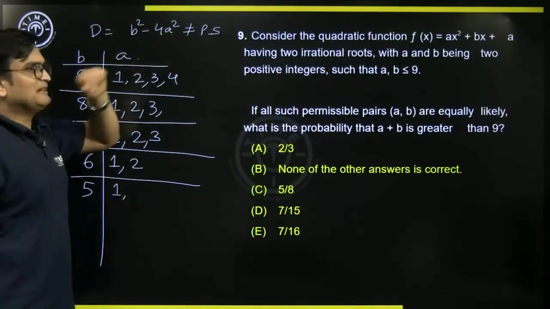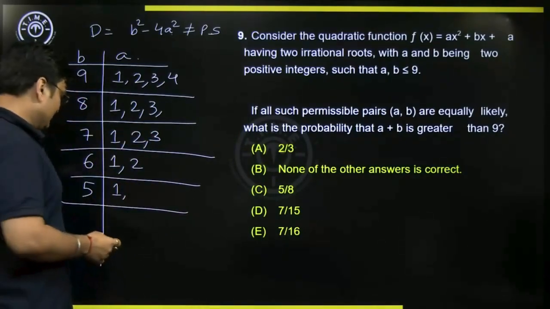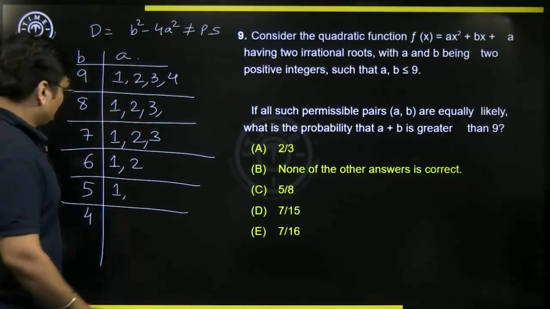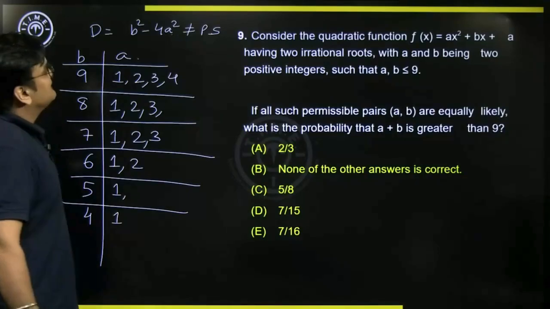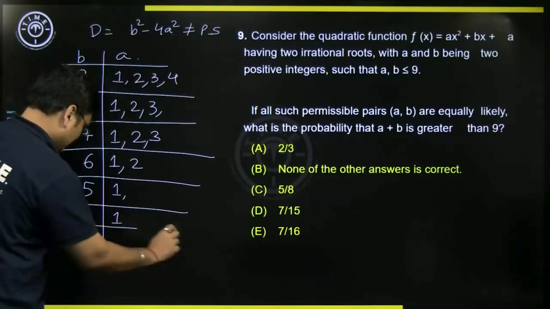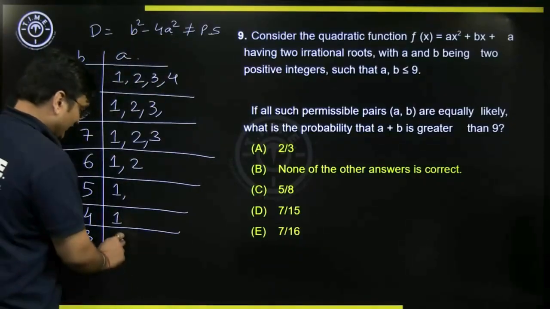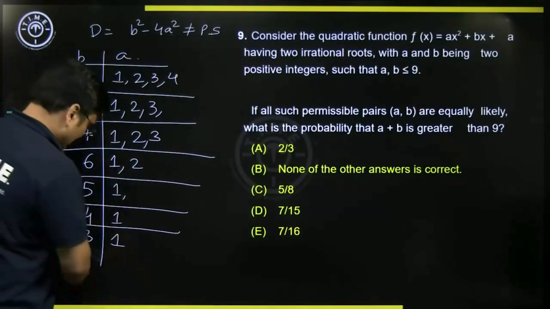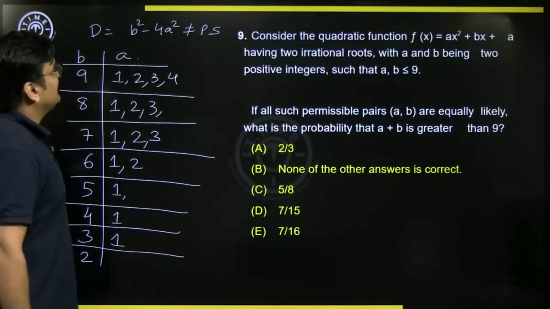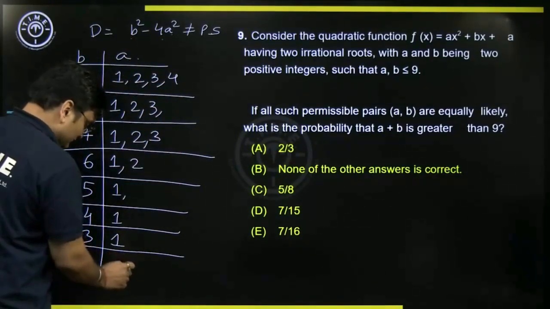5: a can be 1, 5 square, 25 minus 4 is 21, allowed. A equal to 2, 25 minus 16, 9, not allowed. We cannot take 2, because you will get a perfect square. You will not get irrational roots. 4, 25 minus 16 would be 9, not allowed. For 4 square, 16 minus 4, that's allowed. 16 minus 16, it would become 0, not allowed. 3 square, 9 minus a can be 1, of course 2 is not possible. 2 square is 4, minus 4 will give you 0, not allowed, so no value.